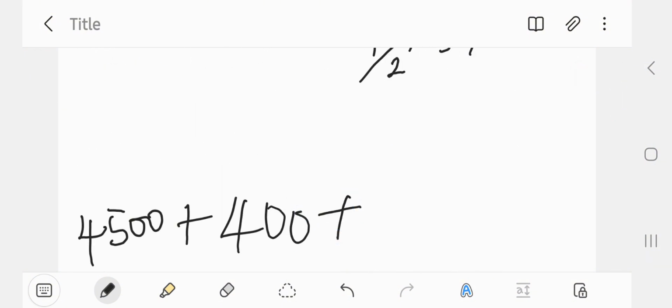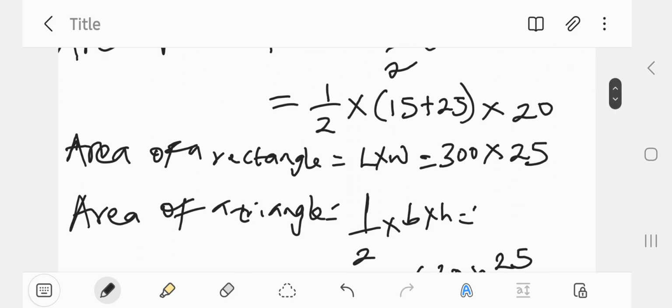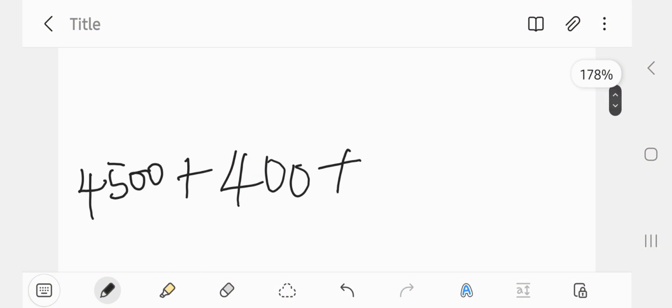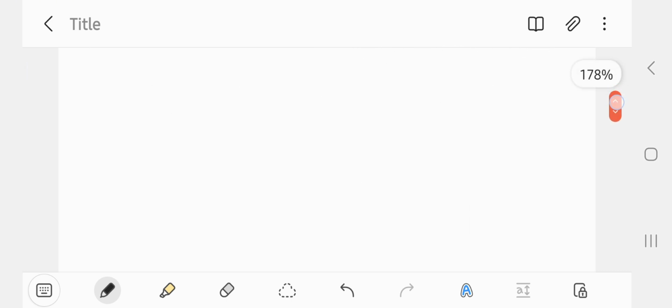Then plus, go to the next shape. The next shape is a rectangle also. So it's length times width. So just do 300 times 25. And that's going to give you 7,500. Then lastly, the last is the area of a triangle, which is 1/2 base times height. Just multiply 30 times 25, then divide the answer by 2. You're going to have 375.